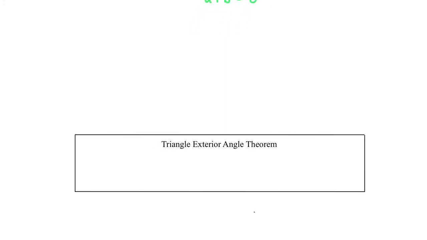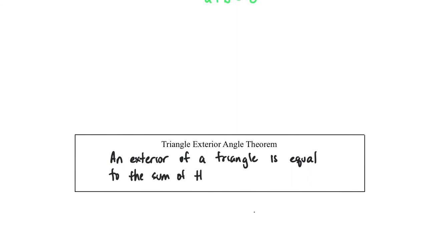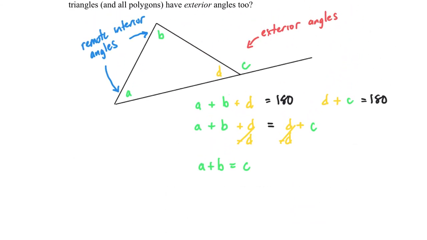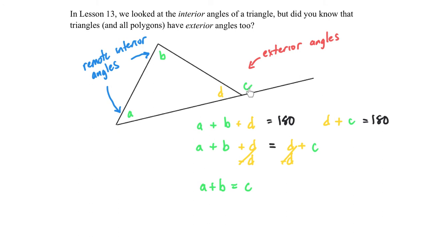So what that says is an exterior angle of a triangle is equal to the sum of the two remote interior angles. So one last time. If I have this picture and I have any exterior angle, could be here, could be up here, could be down here, could be anywhere, this angle is equal to the sum of the two interior angles that are furthest away from it. That's it.